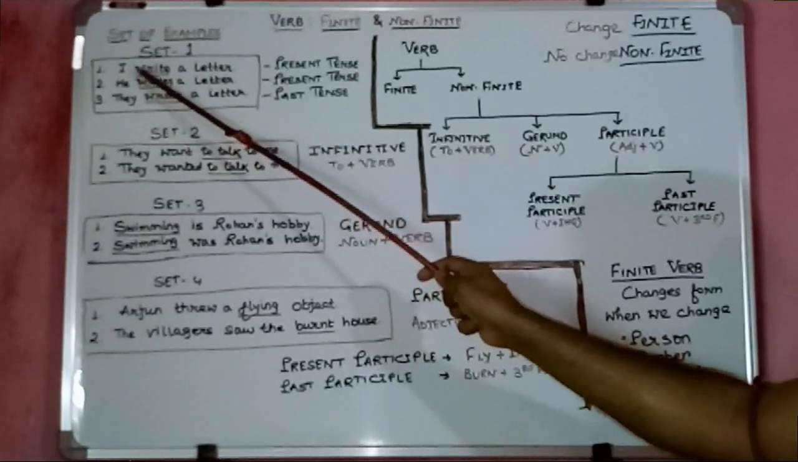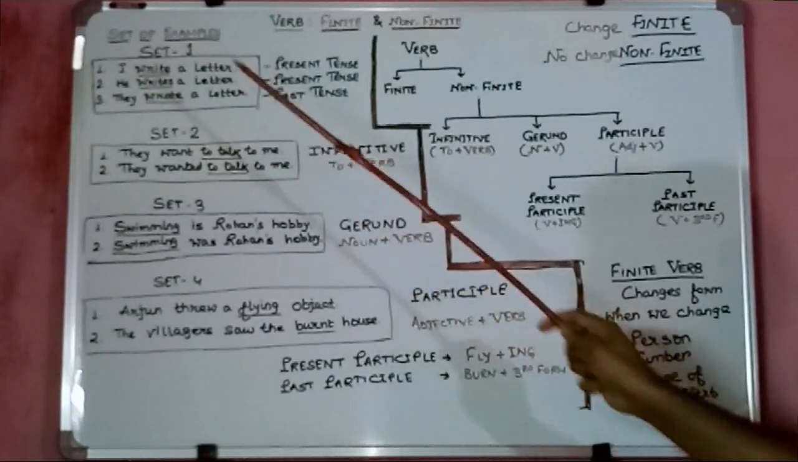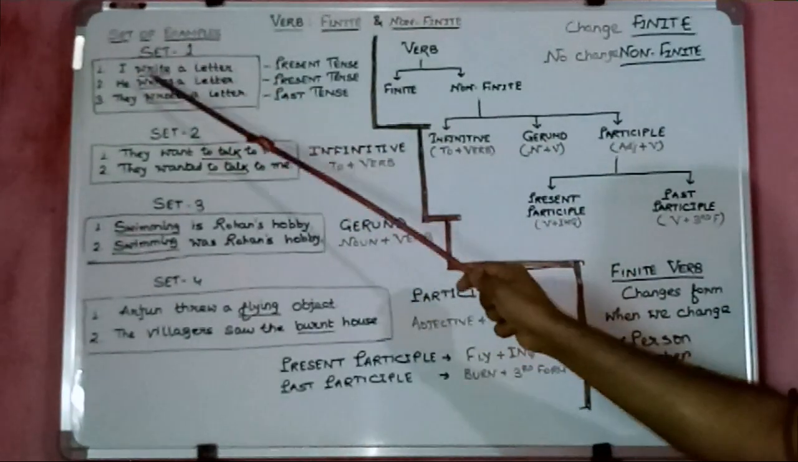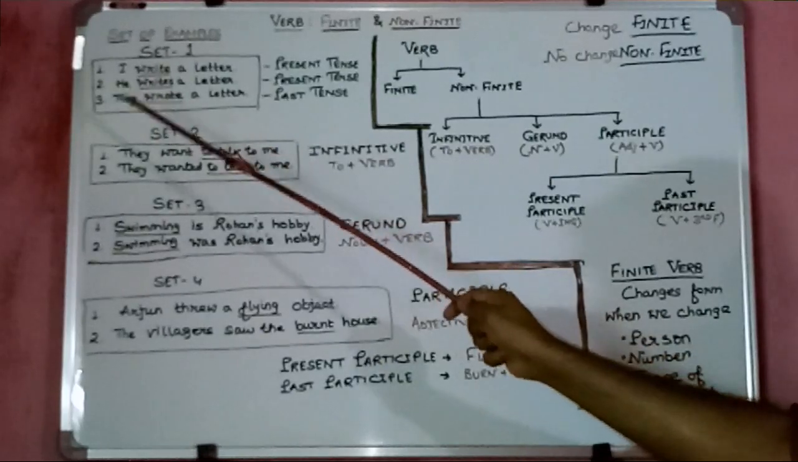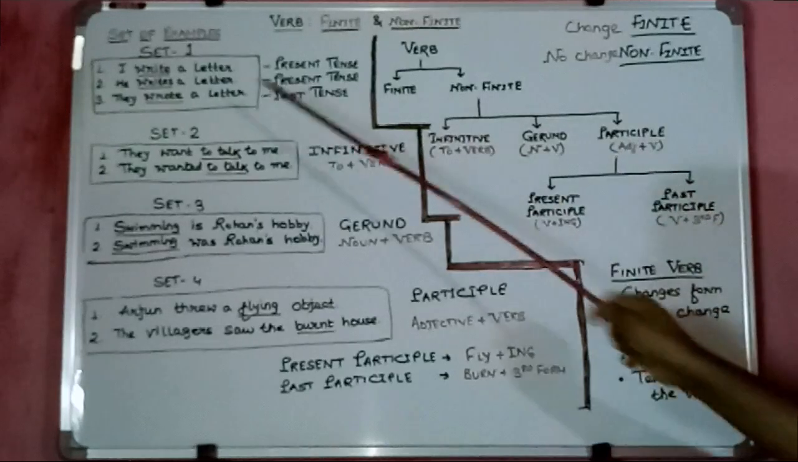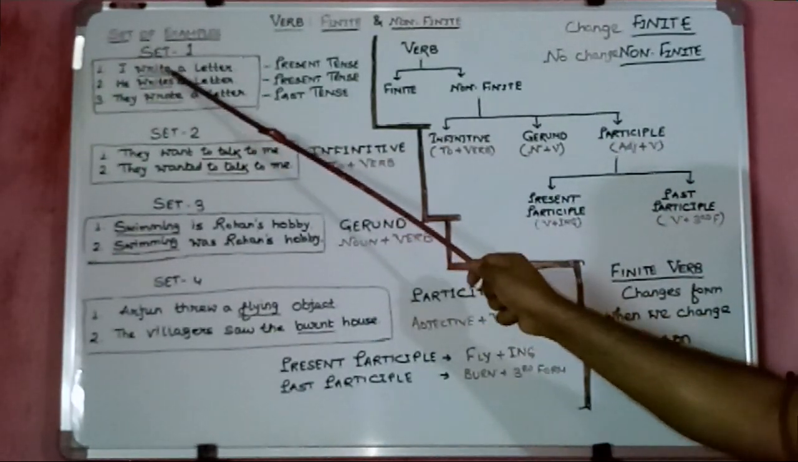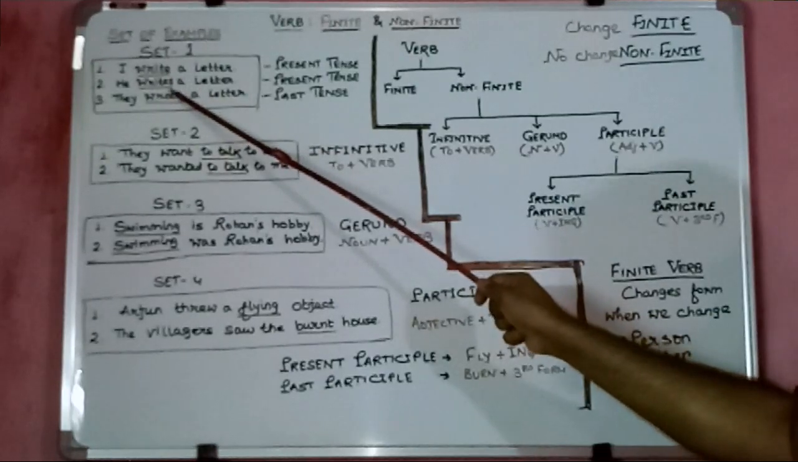In the first sentence, the subject is I. I is the first person. And in the second sentence, the subject is he. He is the third person. So when we change the person, then we can see the change of the verbs also. Write is becoming writes. S is added.